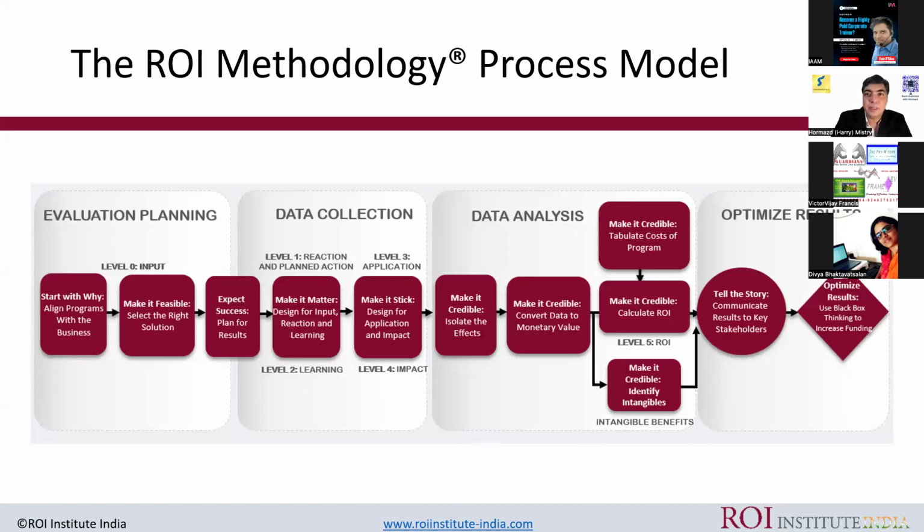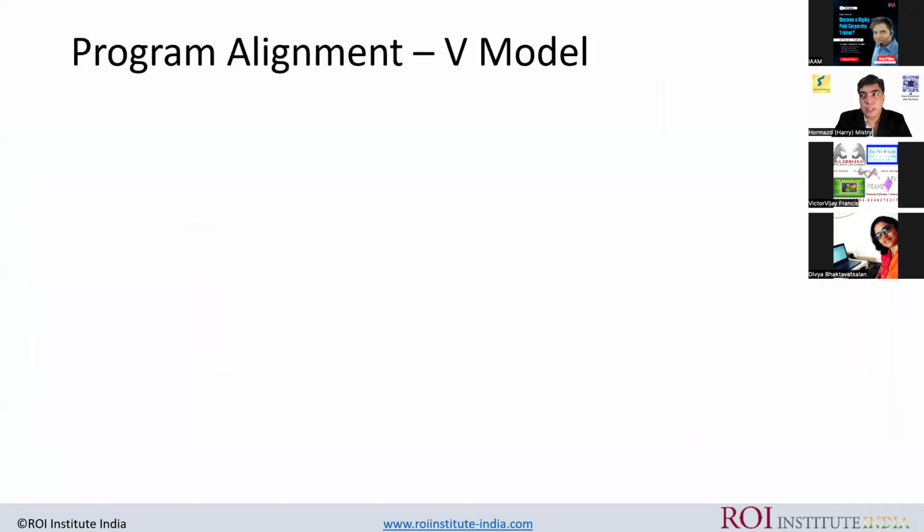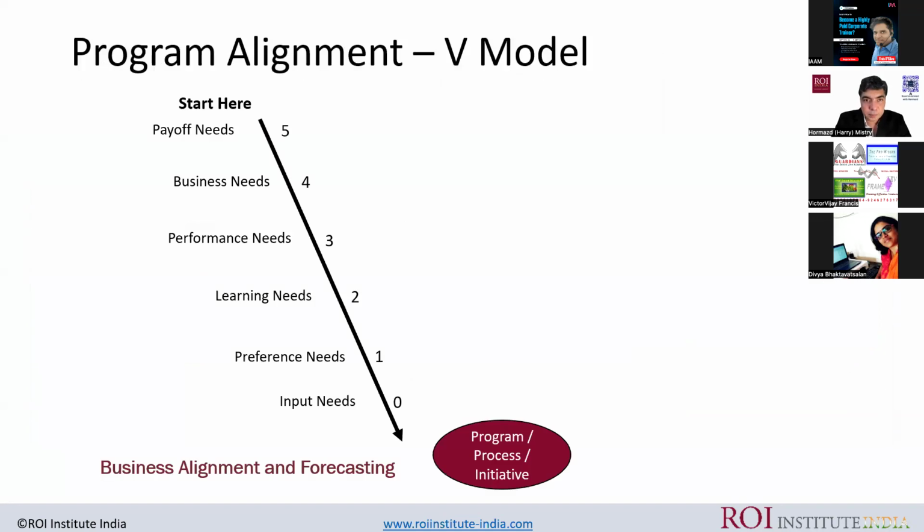All right. Let me proceed further and take you just through the first step of the 12-step process model that we have. We start off with the first step, which is aligning your programs with the business. To align your programs with the business, we have something called the program alignment, or the V model. With the V model, we start off by identifying the payoff needs for a program or a project. We then identify the business needs related to that program or project. Once we've identified the business needs, we look at what performance will have to change for this business need to be met.